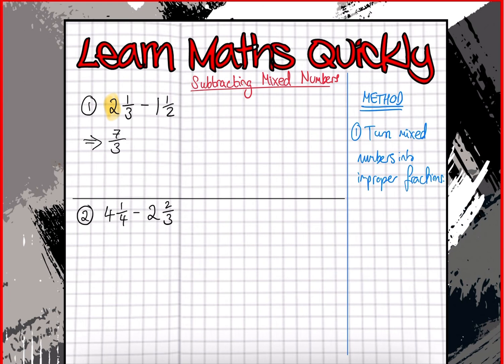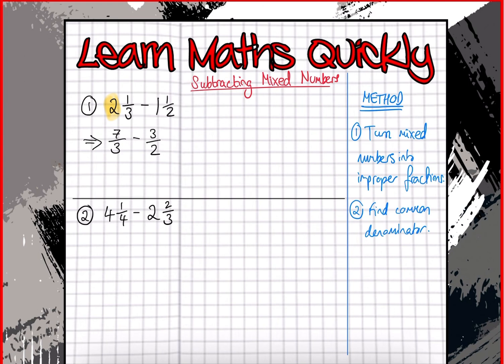We then look at our 1 1/2, which is next to it, and we think how many halves make a whole? Well, 2 halves make a whole, and then we've got 1 left over, which makes 3 halves. So now we've rewritten our fraction problem in improper fractions. Now, just like in previous videos where we've done addition and subtraction of just fractions, not mixed numbers, it's really important to then find the common denominator. So I'll add that to the method side over here on the right.